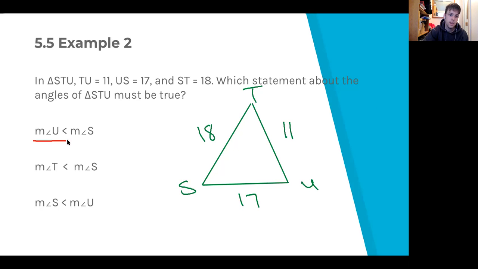So let's see. The measure of angle U is less than the measure of angle S. So we're comparing these two angles here. U is across from 18, and S is across from 11. The bigger side is across from the bigger angle. So U is bigger than S in this case, which means that this is not true.